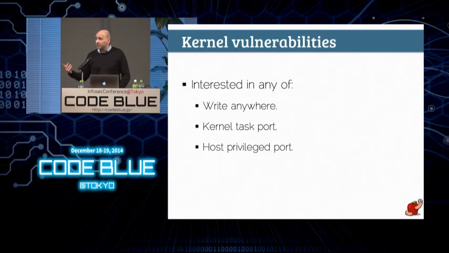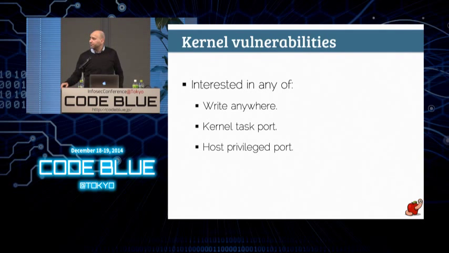What type of kernel vulnerabilities do we want? The best one is write anywhere. If you have a vulnerability where you can write any bytes, any number of bytes you want, anywhere in the kernel, it's the best one. There are two interesting points, which are the kernel task port and the host privilege port. This comes from the design of Mach, which powers macOS. They are basically very powerful ports. If you control these ports, you can do everything you want to the system.